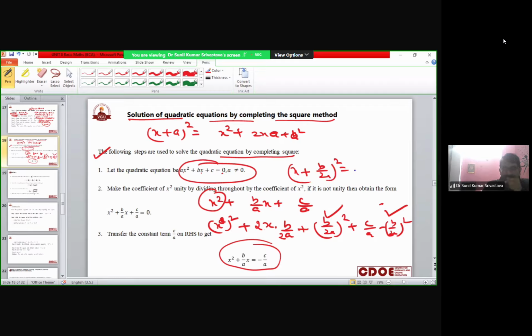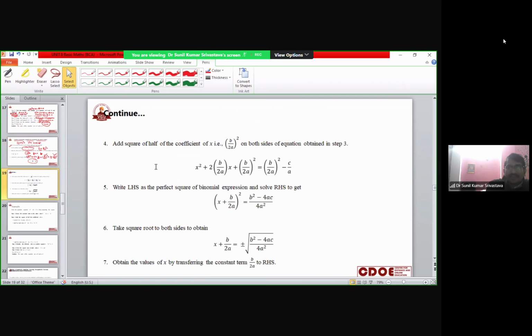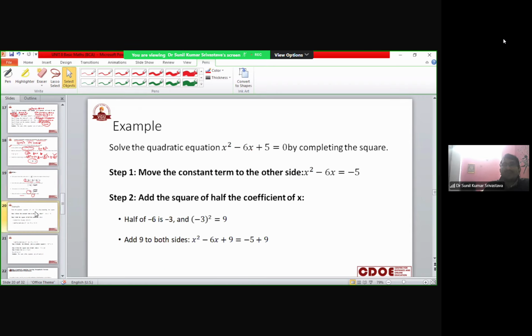That's it. The right hand side becomes b square minus 4ac over 4a square. So this becomes x plus b upon 2a is equal to plus minus under root b square minus 4ac over 2a, and transposing the constant, x is equal to minus b upon 2a plus minus. Okay, so this is the method to find the solution of the quadratic equation by the completing the square technique.